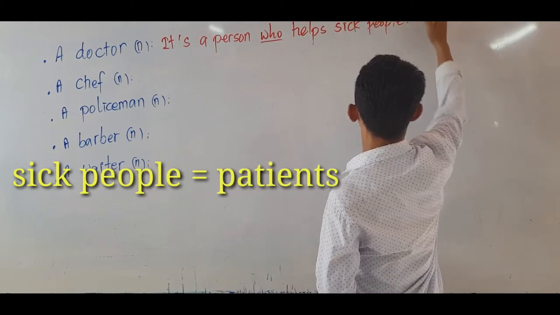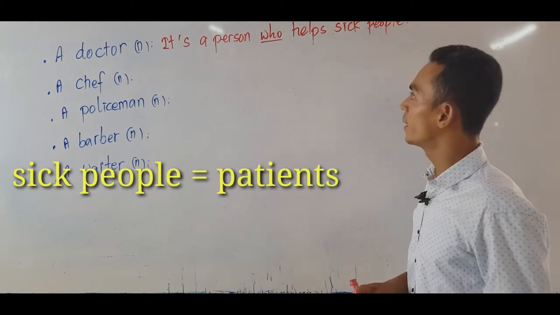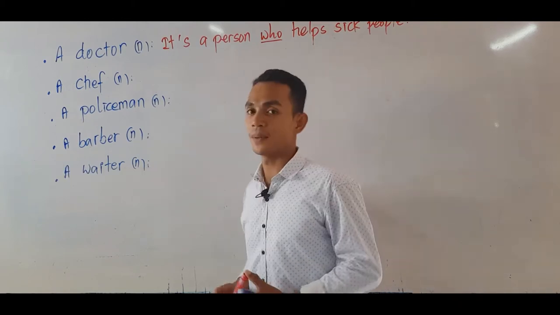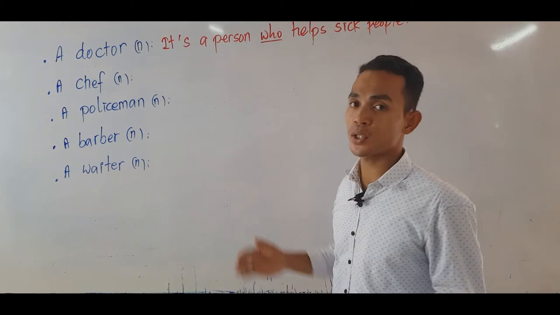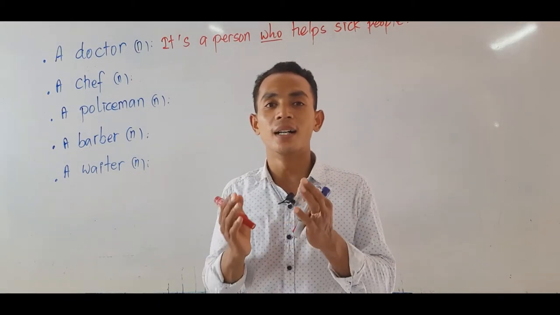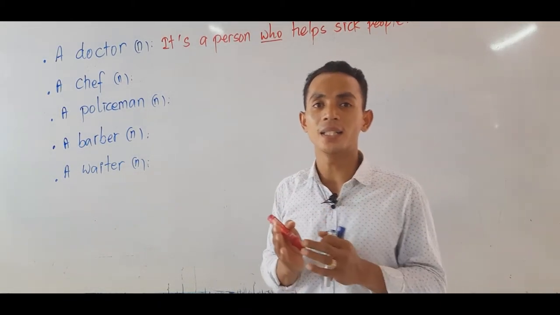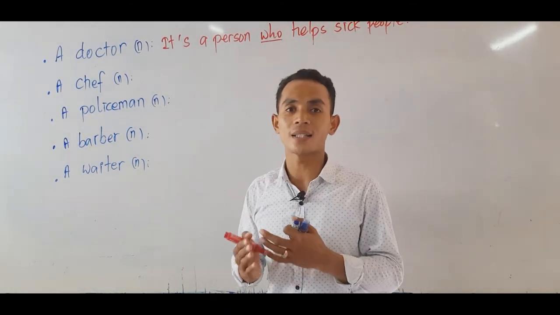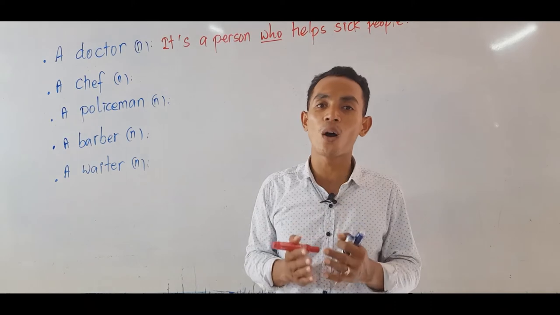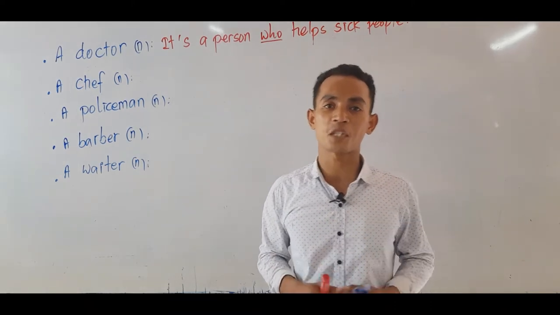Patient. Six people or patients. Again, a doctor. It's a person who helps six people. You can say, a doctor is a person who helps six people, or a doctor is someone who works in the hospital and helps six people.